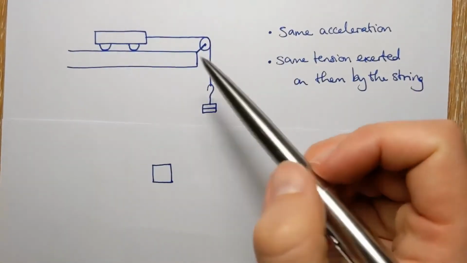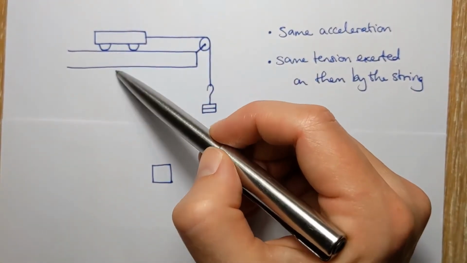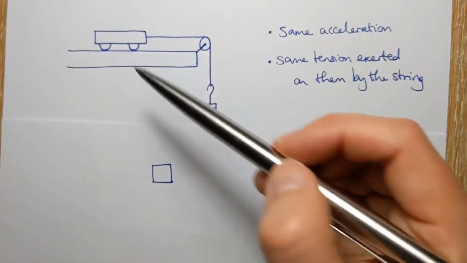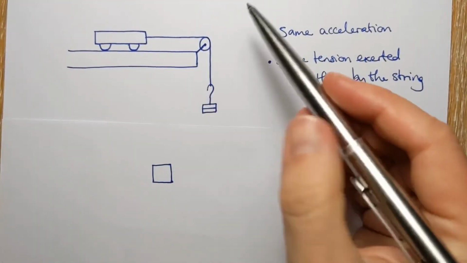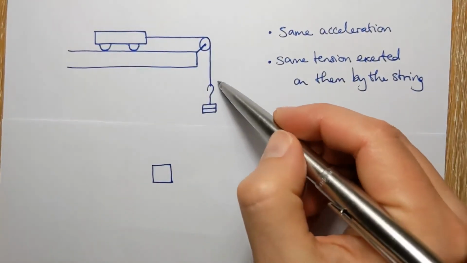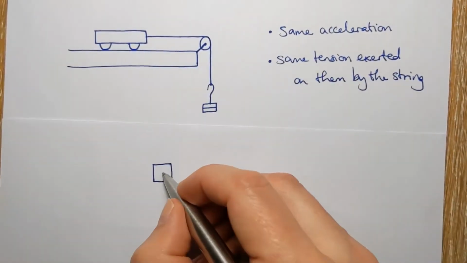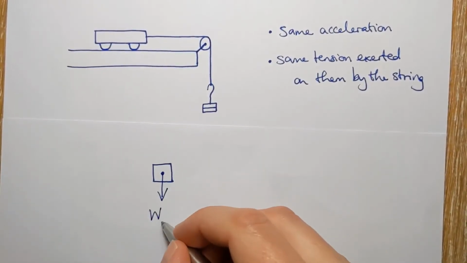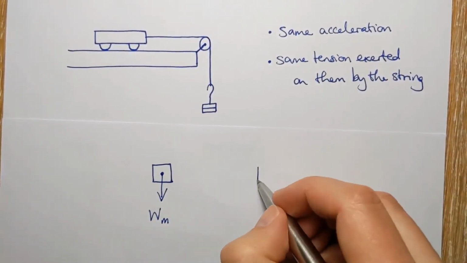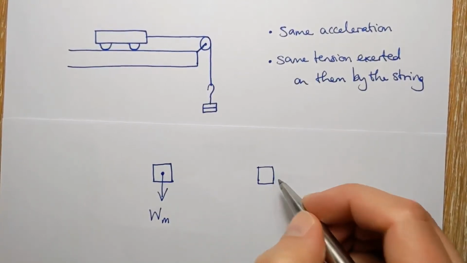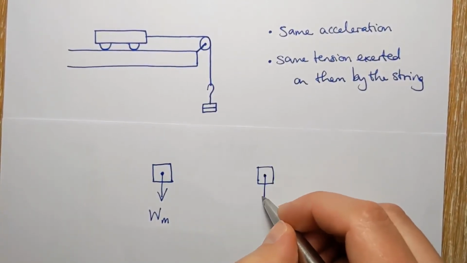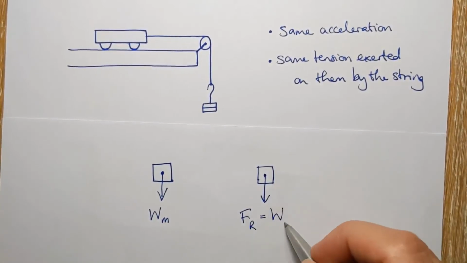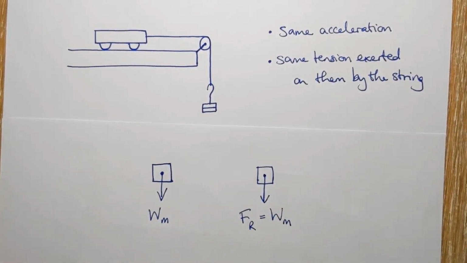Okay, but what about everything else? Well, we had a weight force down balanced out by a normal contact force upwards, so I'm not going to draw those on here either. But what doesn't get cancelled out is the weight force of the mass hanger. And so actually the resultant force on the system as a whole is just the weight force of the mass hanger.